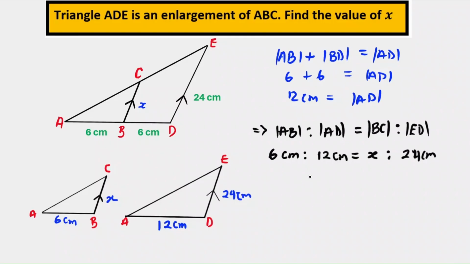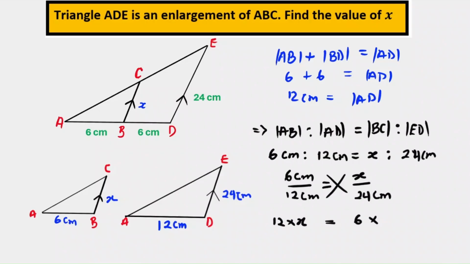So we can rewrite the ratios as common fractions. So we get 6 out of 12 centimeters, and that is equal to X out of 24 centimeters. So at this point, we can just do cross multiplication. So X multiplies 12, so we have 12 multiplying X, and that is equal to 6 multiplying 24.